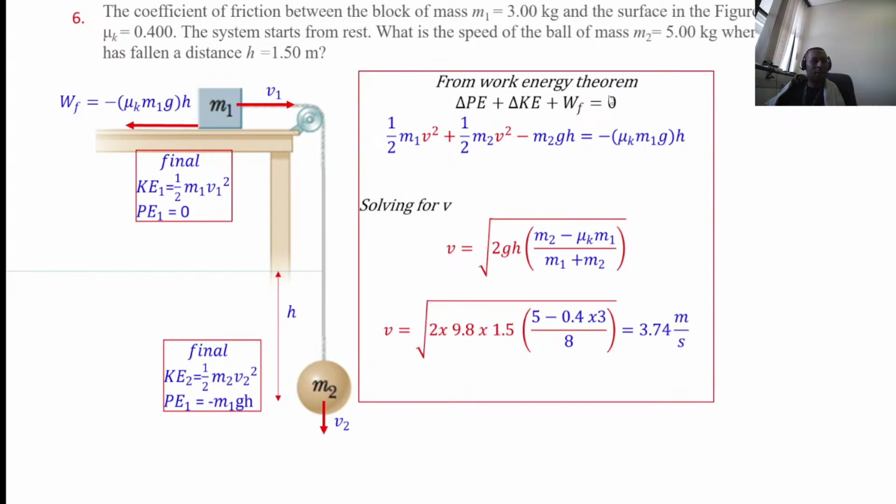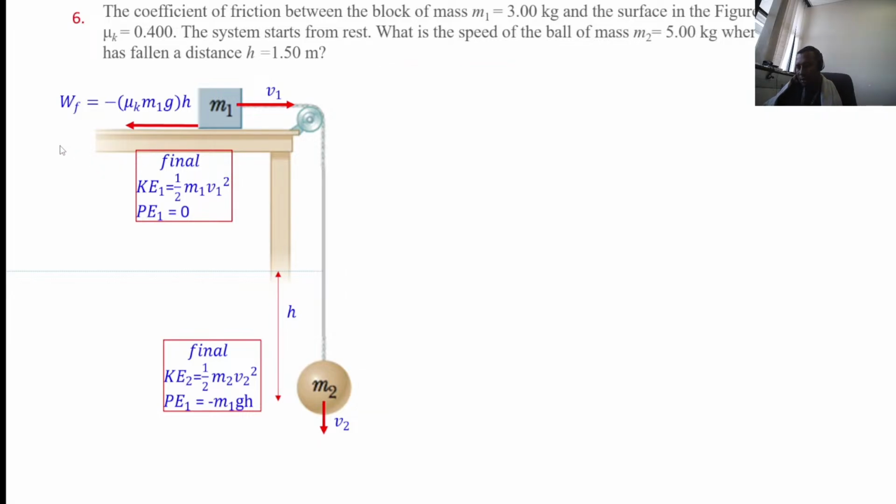From the work energy theorem, change in potential energy plus change in kinetic energy must be equal to work done due to friction, or change in potential energy plus change in kinetic energy plus work done due to friction must give me 0. Energy is conserved, neither created nor destroyed. What do I have then? For the kinetic energy, remember initially it was 0, nothing is happening.